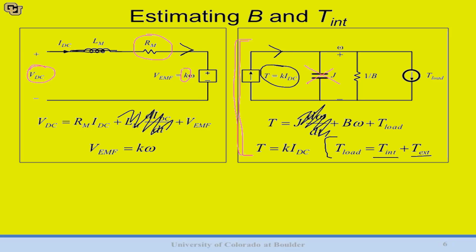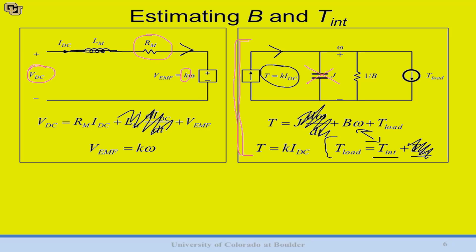Well, let's assume we don't have any external torque. That's going to mean T load is just equal to T internal. It's going to simplify things a bit. Now you can see immediately we have an equation with two unknowns. How are we going to deal with that?